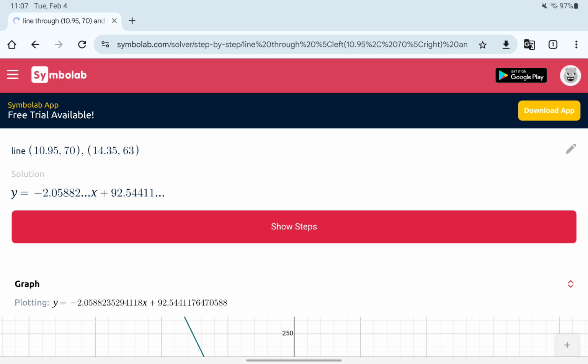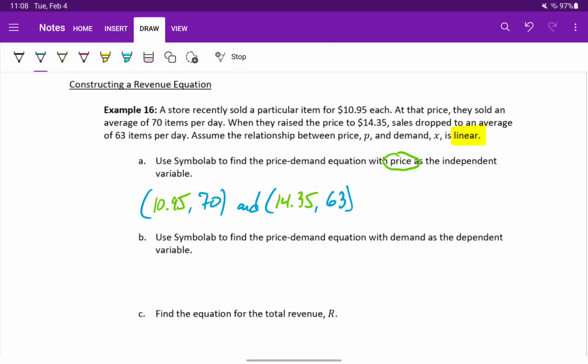We'll get that linear equation in y equals mx plus b form, and we'll go ahead and round those values to 4 decimal places. But we need to make one other change as well. This equation isn't about x and y, it's about price p and demand x. If price p is our independent variable, then this equation would actually be x is equal to negative 2.0588 times p plus 92.5441. This is the same information Symbolab gave us. I've just used x in place of y and p in place of x to represent the independent and dependent variables there.